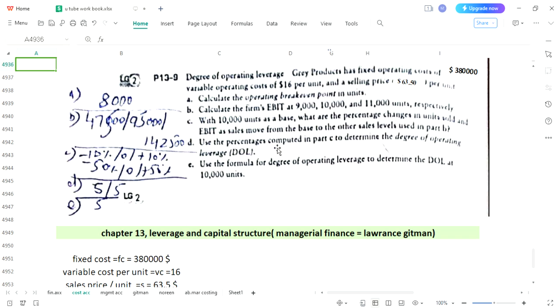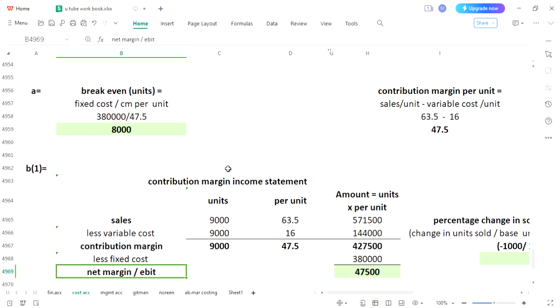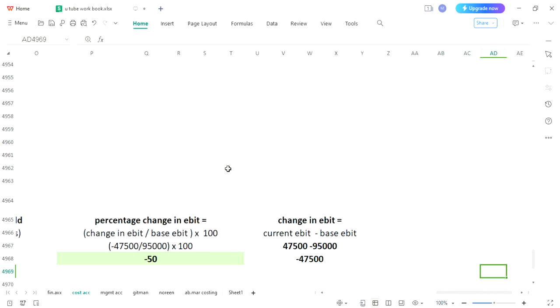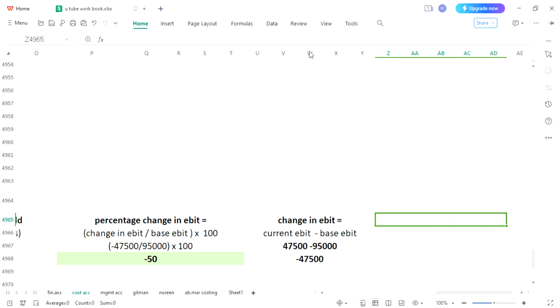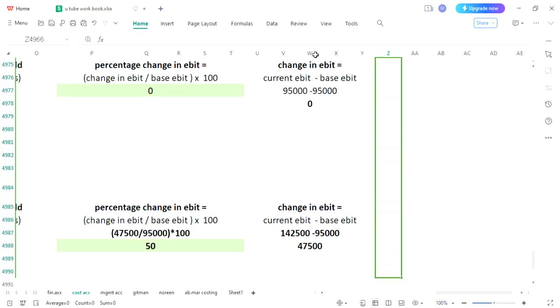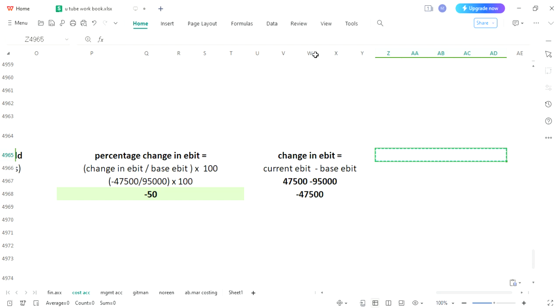Use the percentages computed in part C to determine degree of operating leverage. Okay, so for this we will go parallel, and now over here we will be calculating degree of operating leverage. Let's make some better space for it, and we can use this space in this way. Degree of operating leverage would be calculated, and for that we need to put our formula.